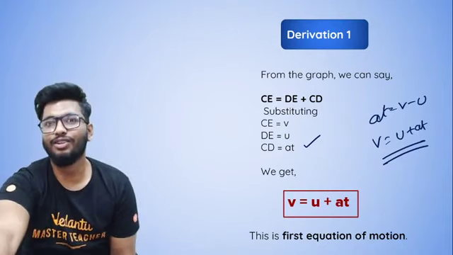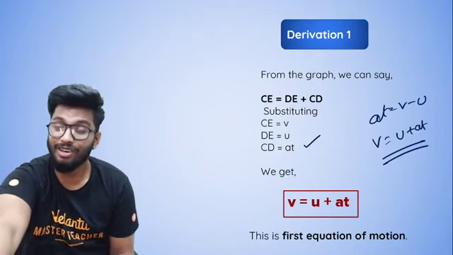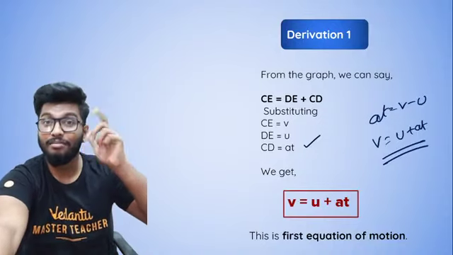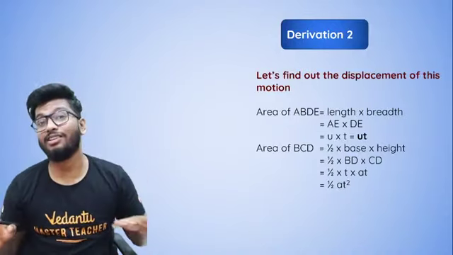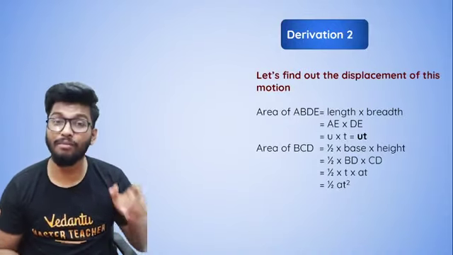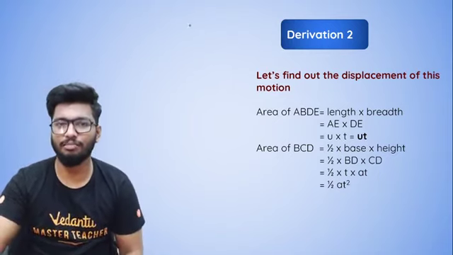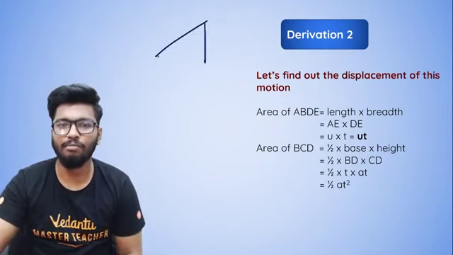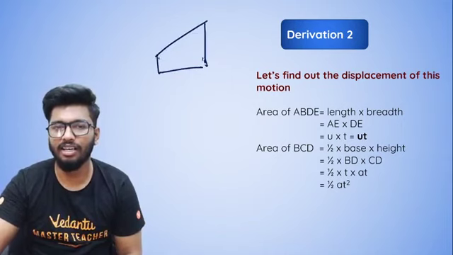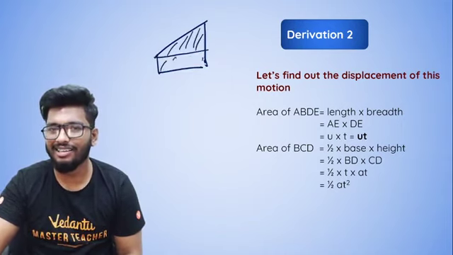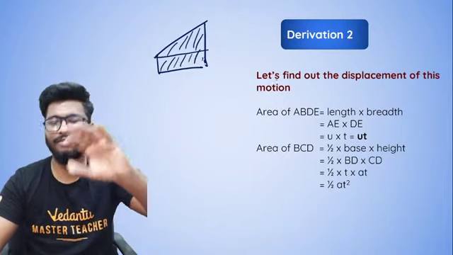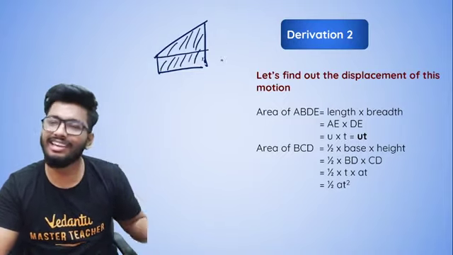Next derivation, you're going to find out the displacement. How will you find out the displacement? Area under the curve. But this time I'm going to use not the area of trapezium formula. I'm going to use area, because see guys, a trapezium can be divided into basically a right angled triangle and a rectangle. When you add both of the areas, you'll again get the same answer.